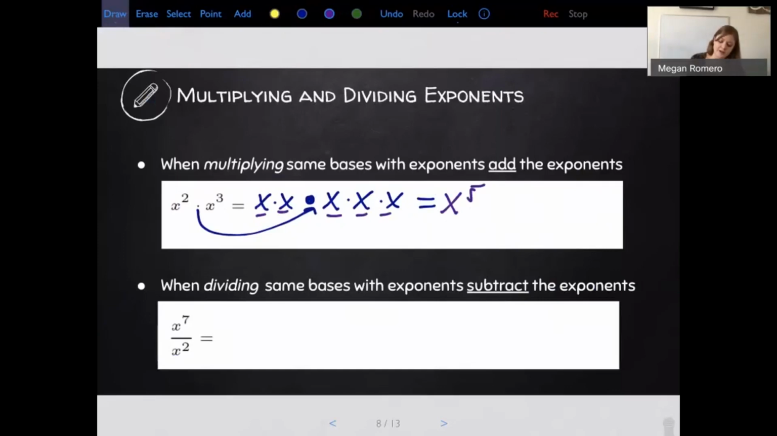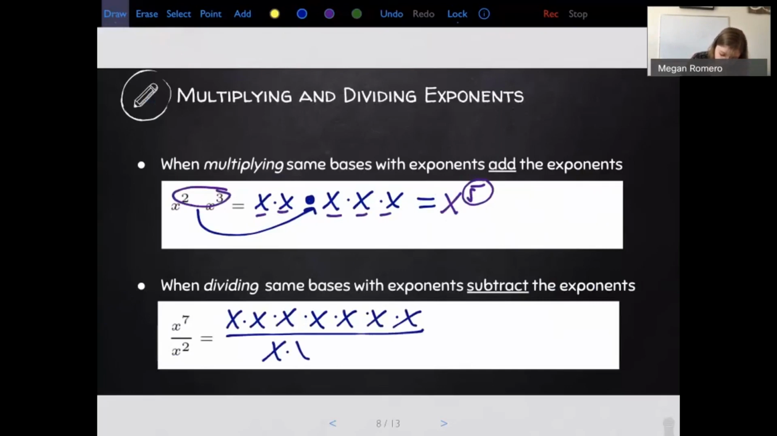Notice the relationship of the powers we started with to the powers we ended with. This is why, when you multiply same bases with exponents, you add the exponents. We can do something similar for dividing. x to the seventh is x times x times x times x times x times x times x, divided by x squared. Here we have some cancellation, and we're left with 1, 2, 3, x to the fifth again. And again, notice the relationship between the powers we started with to the powers that we ended with. We subtract the exponents when we divide same bases with exponents.